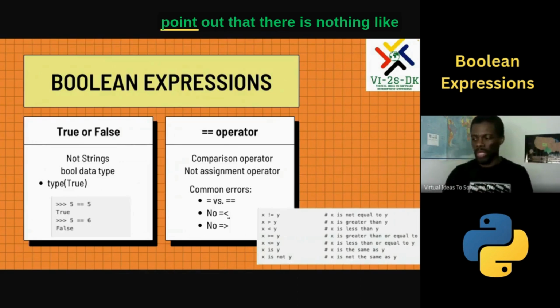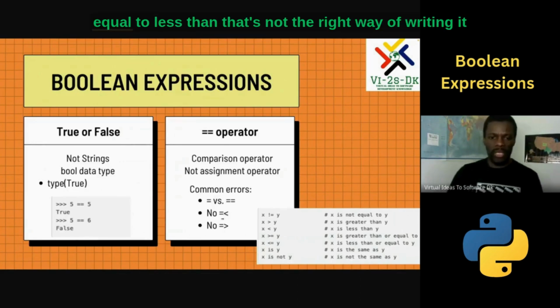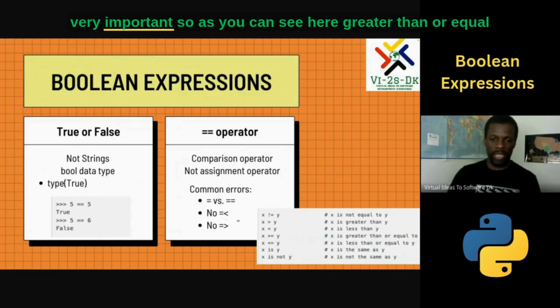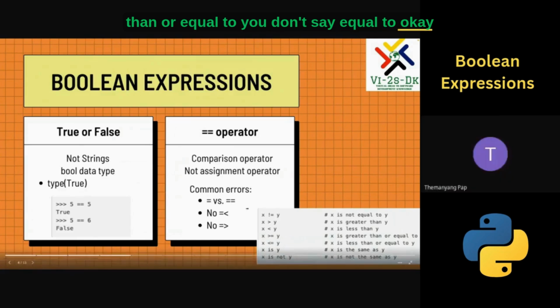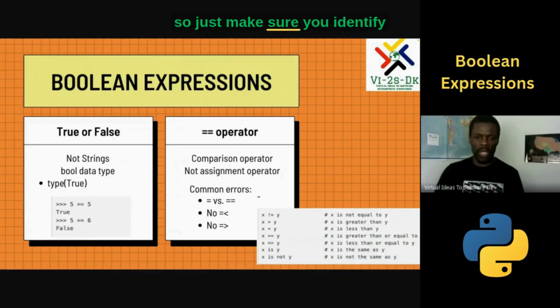And we want to also point out that there is nothing like equal to, less than. That's not the right way of writing it. The order of writing it is very important. So as you can see here, greater than or equal to, you don't say equal to or greater than. Less than or equal to, you don't say equal to. Okay? So just make sure you identify those.